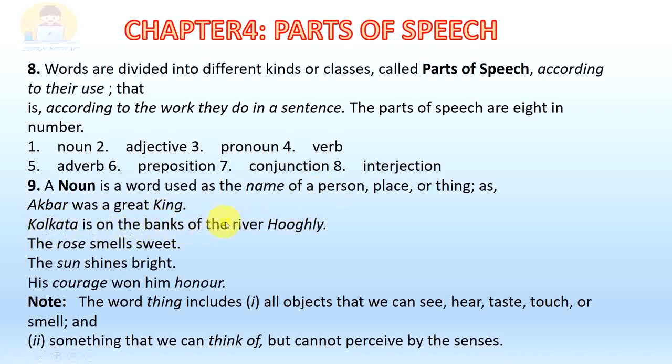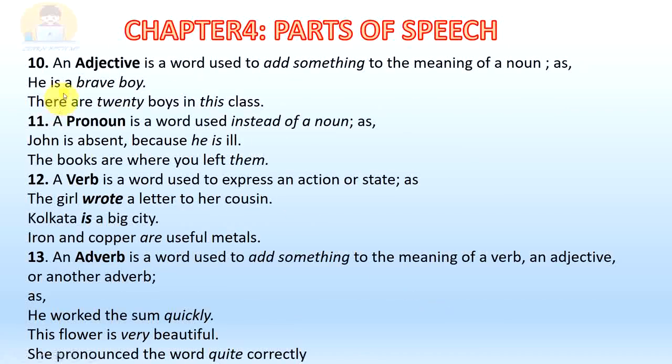a great king. Kolkata is on the banks of the river Hooghly. The rose smells sweet. The sun shines bright. His courage won him honor. Note, the word thing includes 1. All objects that we can see, hear, taste, touch, or smell, and 2. Something that we can think of, but cannot perceive by the senses.